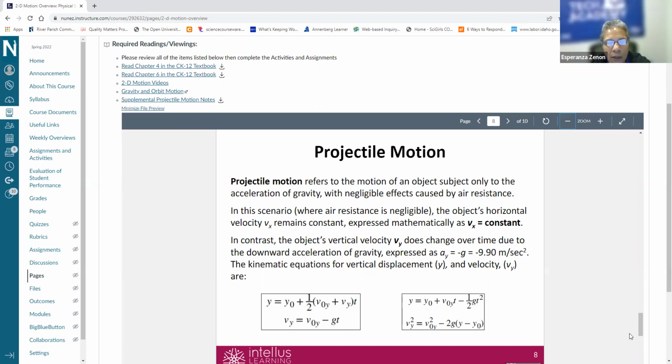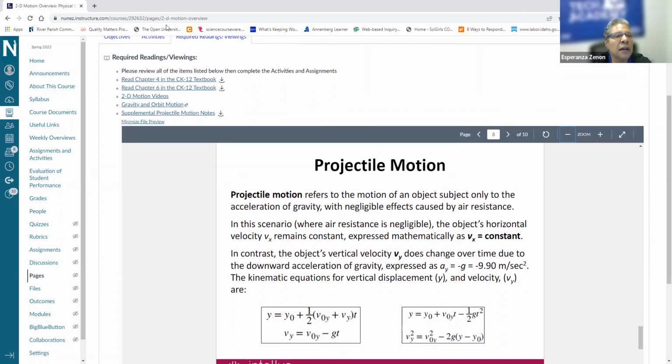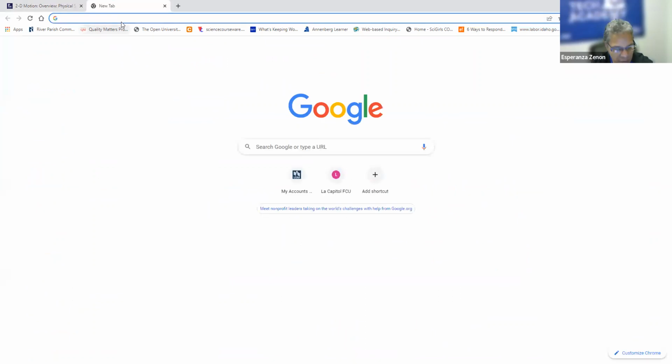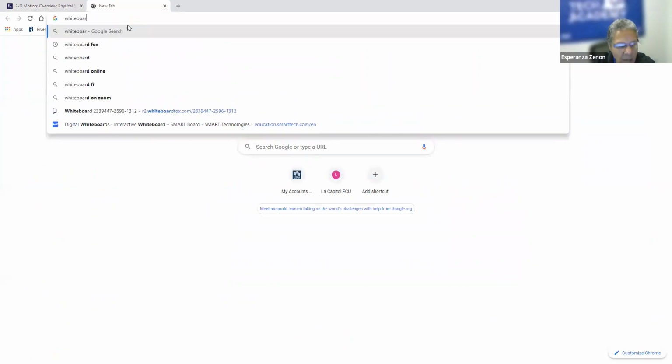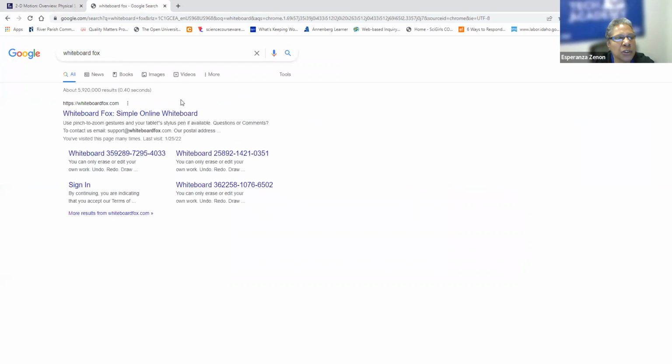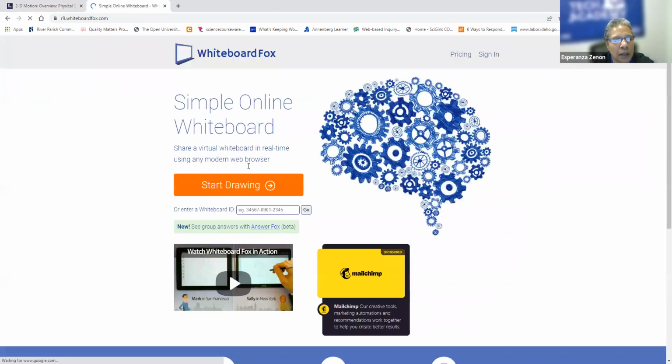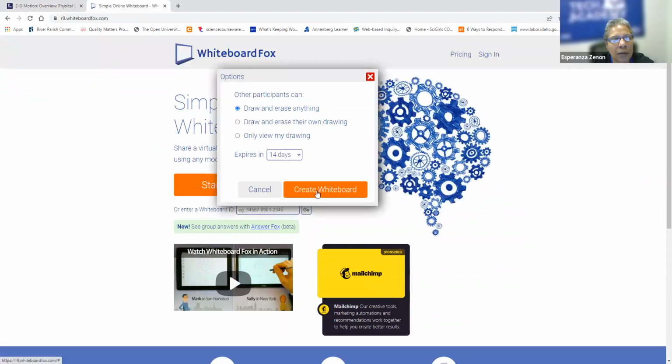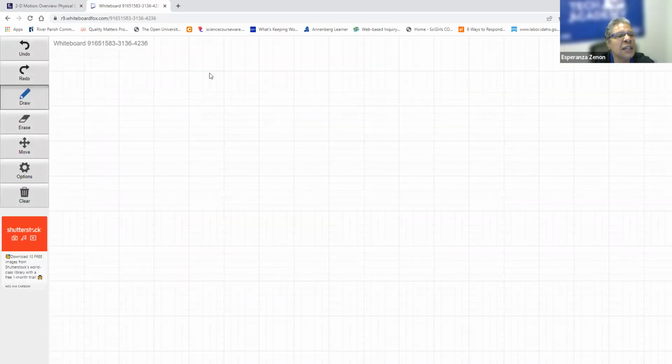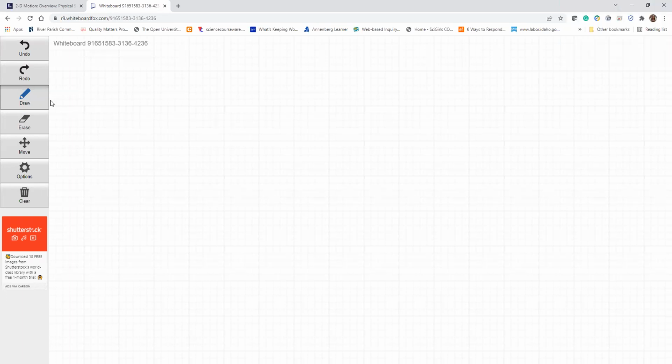So in order to analyze a projectile's motion, I might have to stop the share. Just give me a moment. I'm going to go to a whiteboard, and I'll make this whiteboard available to you. Okay, somebody tell me, can you see that whiteboard? Anybody? Yes. Oh, thank you so much.